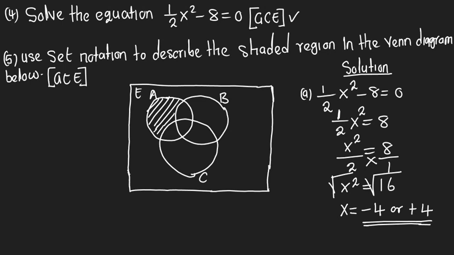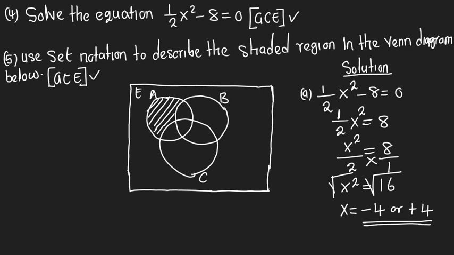Now, this was a GCE question on sets. I think this is where most of the people get confused. I'm going to explain something, so please pay attention. Use set notation to describe the shaded region in the Venn diagram below.